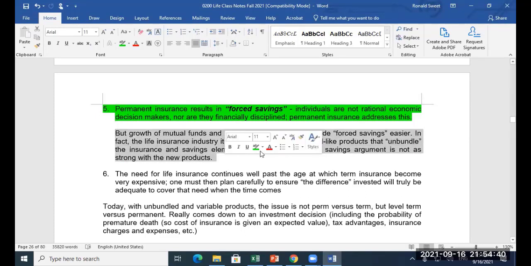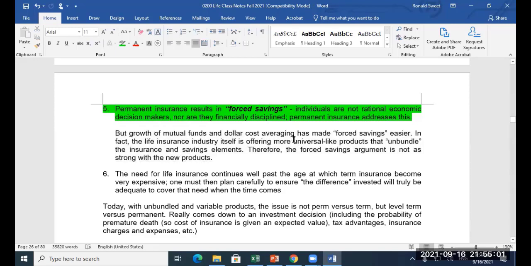But now forced savings is getting easier in the mutual fund world, because you can set up an automatic deduction plan and all that kind of stuff. 401(k) plans are getting much better, right? You can automatically put money in there and your company matches. Unfortunately for the insurance industry, they've started this unbundled product, so they're essentially killing the forced savings argument by going universal life and variable universal life. They're essentially killing their own argument.